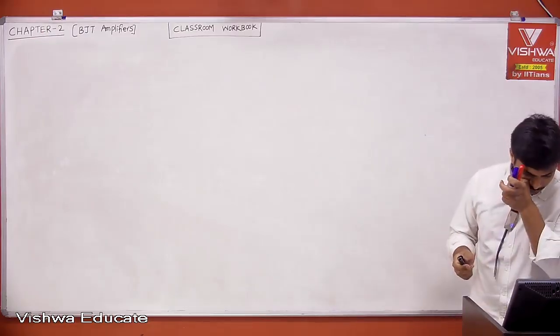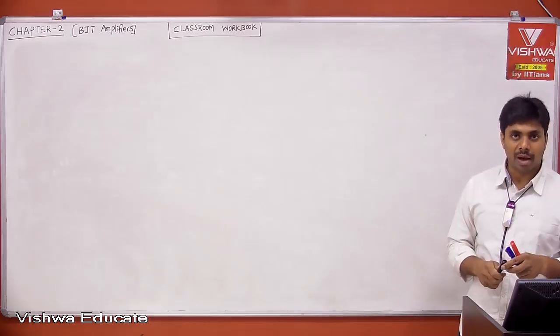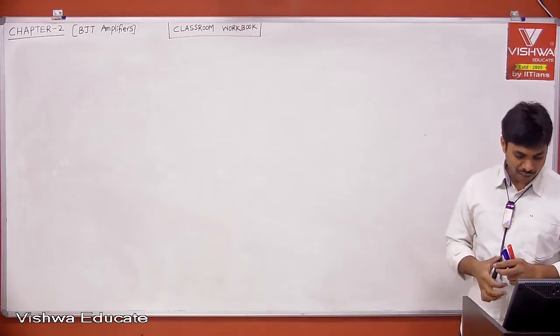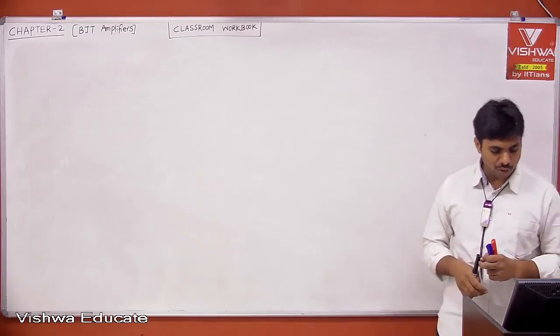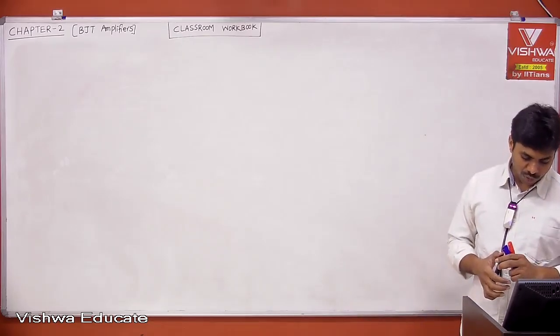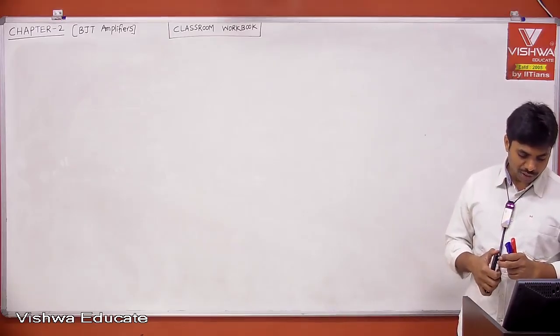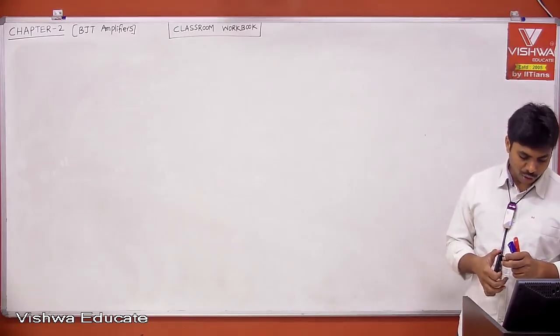If the emitter resistance in a common emitter voltage amplifier is not bypassed, then it will, option A, reduce both voltage gain and input impedance. Option B, reduce voltage gain and increase input impedance. Option C, increase voltage gain and reduce the input impedance. Option D, increase both voltage gain and input impedance.